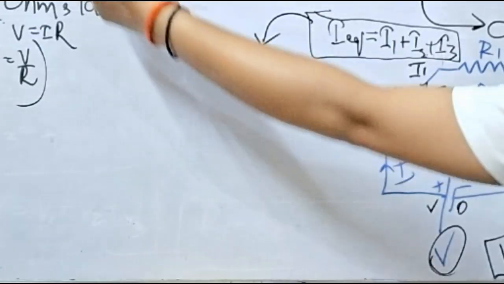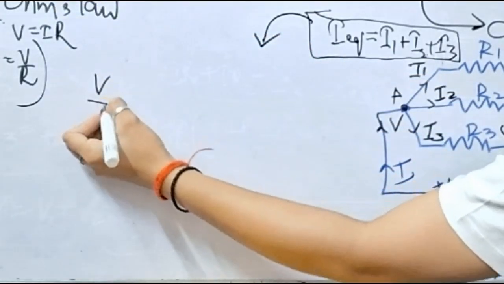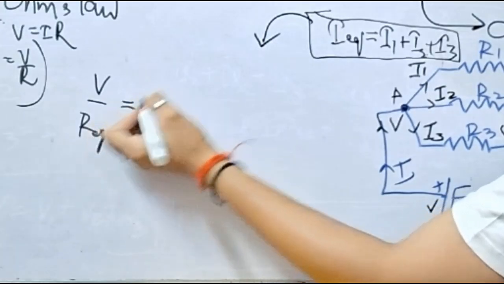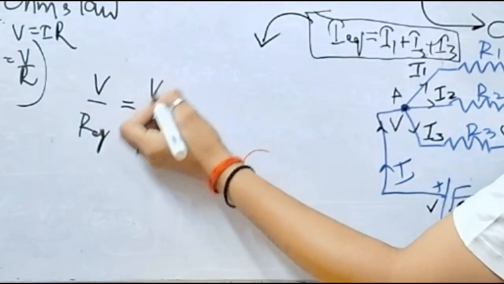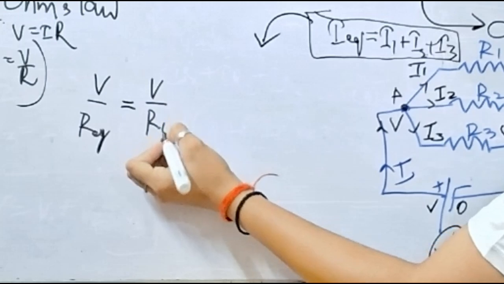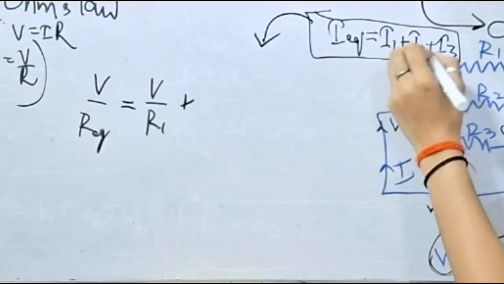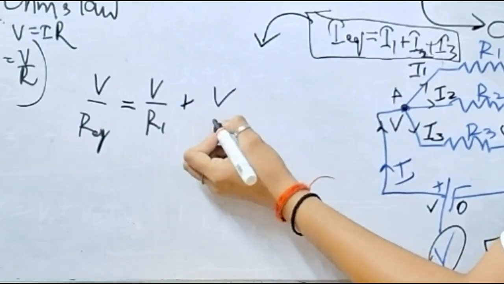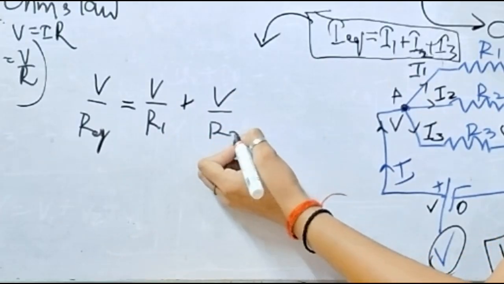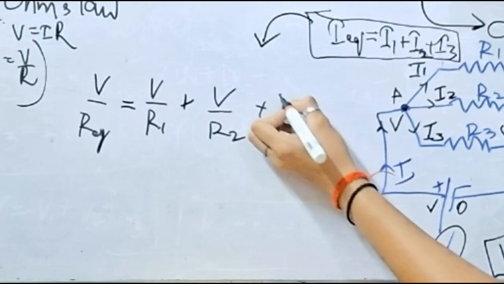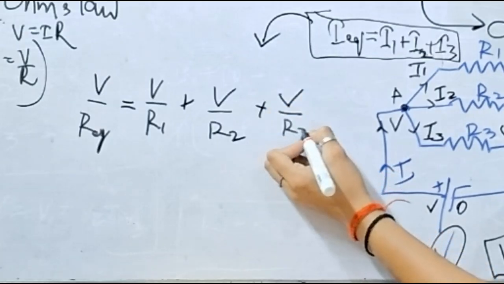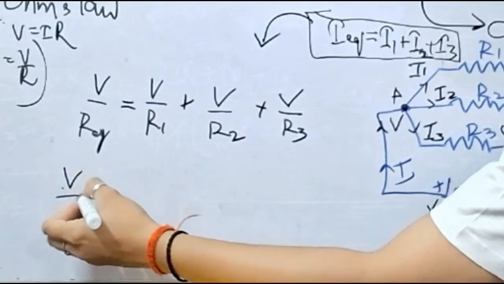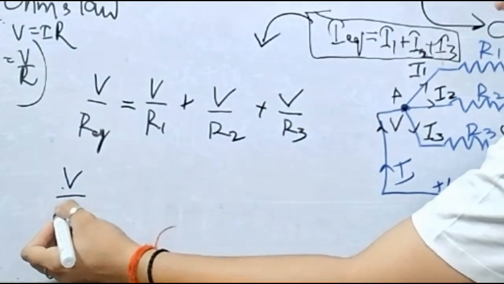Now what is I equivalent? I equivalent is V by R equivalent, right? And what is I1? I1 is equal to V by R1. I2, what is I2? I2 is V by R2. And what is I3? I3 is V by R3. Now again, in the next step we will take V common in the RHS.